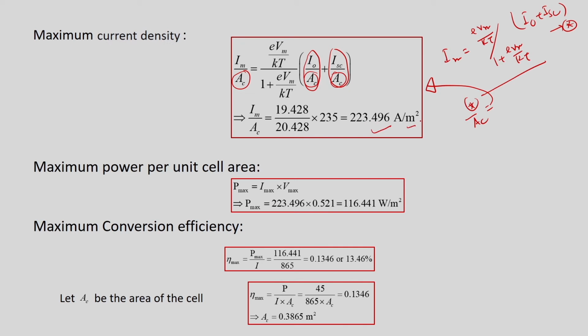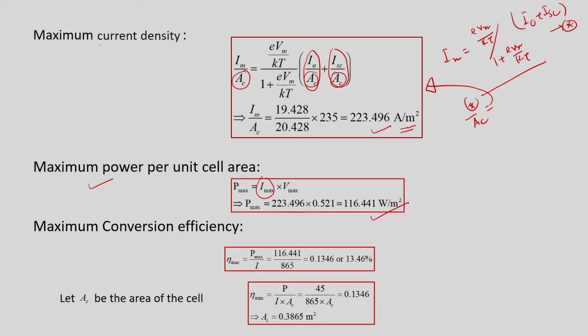Okay. So now what we can calculate is the maximum power. So Pm is equal to Im into Vm. So this will be the Pm. Since we know this Im, and this will be watt per meter square, since this Im is in watt per meter square. So this is for maximum current density. So Pm is Im into Vm.